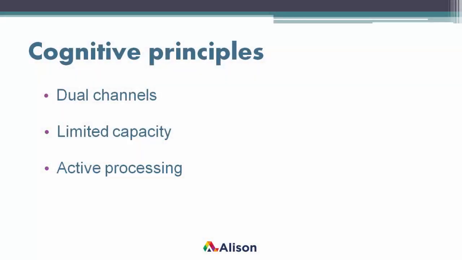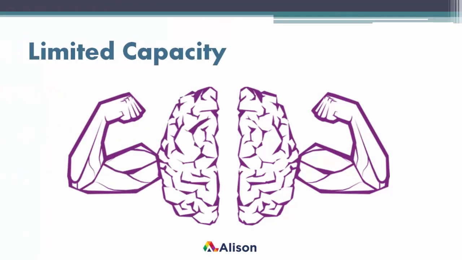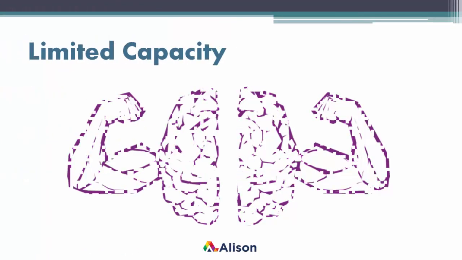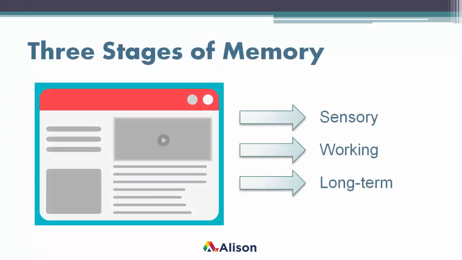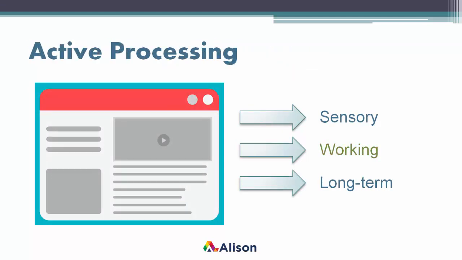The limited capacity principle is one of the three principles of cognitive science which is part of the cognitive theory of multimedia learning. The other principles are the dual channels principle and the active processing principle. The concept is that learners have a limited capacity to process information in their working memory. Processing information in the working memory is an integral part of the active processing principle.